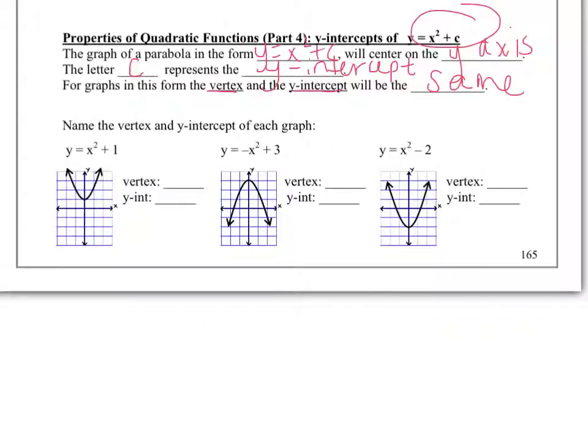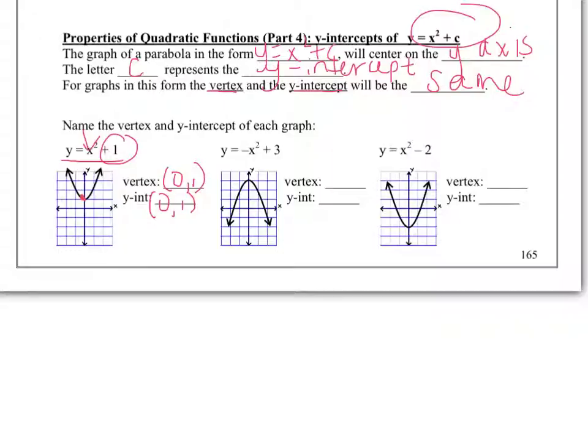So let's go ahead and look at number 1. Okay, so here is the graph of y equals x squared plus 1. So we see that the plus 1, we're rising up 1 on the vertex. Okay, so this point right here is going to be 0, 1. And we also know that the y-intercept is at the point of 0, 1 because they're exactly the same.